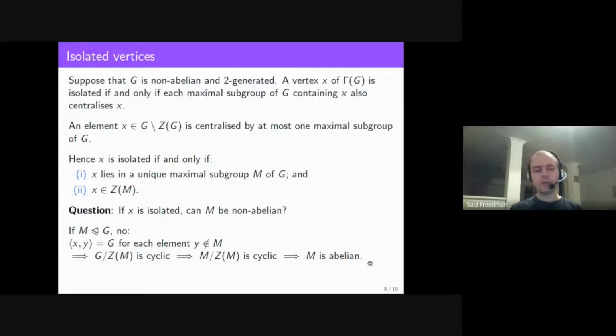So we will revisit this general question later in the talk, but for now, just remember that when M is normal in G and X is isolated in this normal maximal subgroup, M must be abelian.